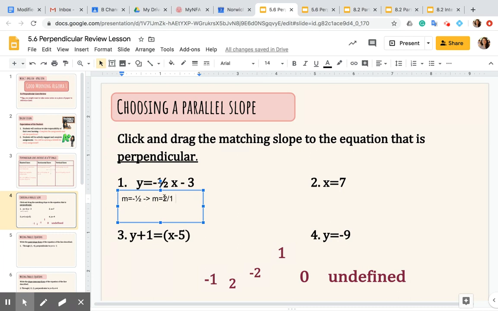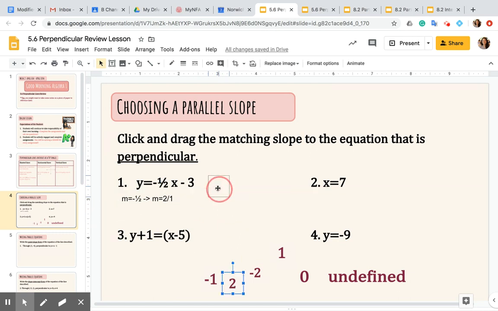So what number does this look like to you? 2/1. Well, it's going to be +2. That's my answer for this one. My slope, which is going to be perpendicular to this slope, is going to be +2.